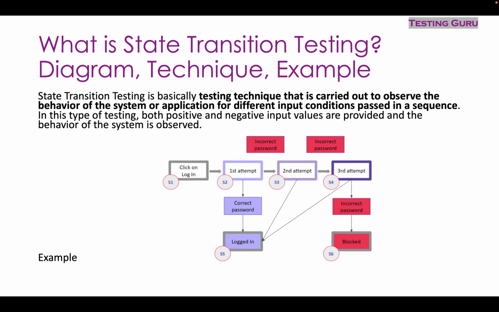So what is state transition testing? State transition testing is basically a testing technique that is carried out to observe the behavior of the system or the application for different input conditions passed in a sequence. In this type of testing, we will give both positive and negative values, and the behavior of the system will be observed. How it behaves when we give different inputs to the system or the application, those things we will test as part of state transition testing.